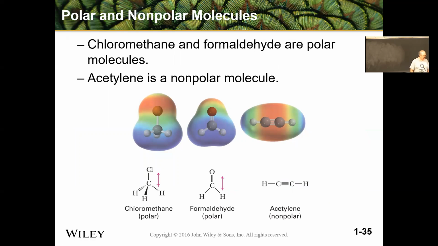Okay, some other examples. Here we have chloromethane. Chlorine is more electronegative than carbon. There's very little difference between carbon and hydrogen. Carbon is very slightly more electronegative than hydrogen. The difference is actually about 0.4. But this would be a polar molecule. Here's formaldehyde. Basically the same situation. It's trigonal planar, but it's polar. And then acetylene has no net dipole moment, so it's nonpolar.